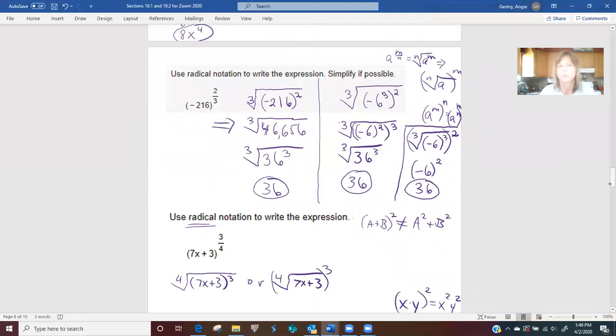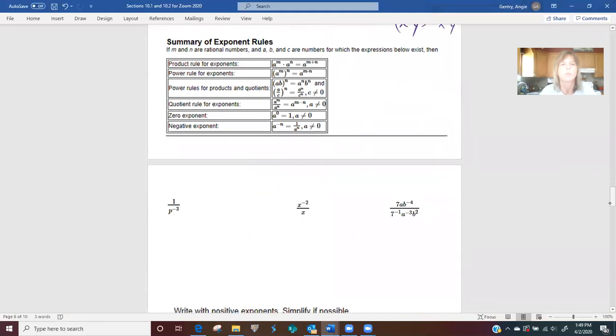Now we have a summary of rules. If m and n are rational numbers, meaning my exponent is a rational number that includes all fractions, all whole numbers, integers, etc., and a and b and c are numbers for which expressions below exist, then, and you already know this, this is chapter 5. So if you had intermediate algebra and you didn't have chapter 5, you might want to revisit this. You see in this one, I just brought that up, something times something squared. This is a quotient rule. So each one gets the exponent.